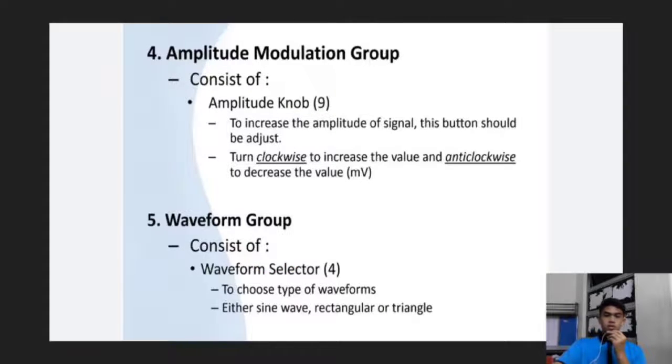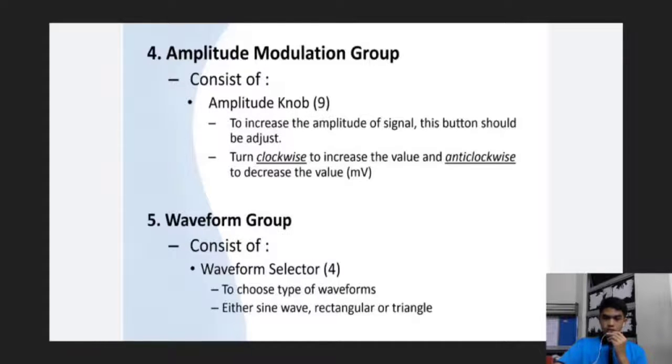Up next, the fourth one, the amplitude modulation group, consists of the amplitude knob, which is to increase the amplitude of the signal. This button should be adjusted: turn clockwise to increase the value and anti-clockwise to decrease the value. The fifth one, the waveform group, consists of the waveform selector.